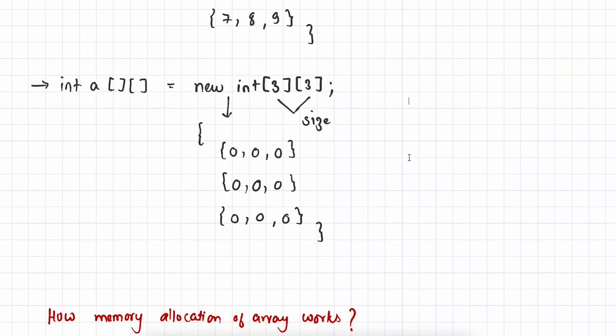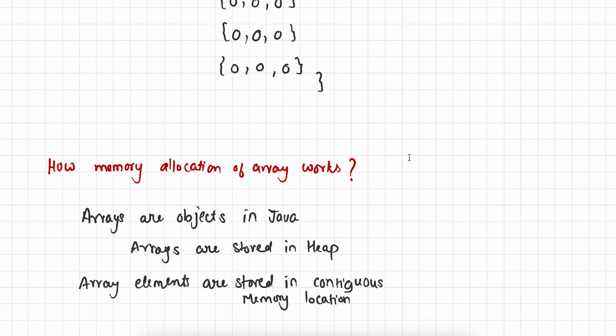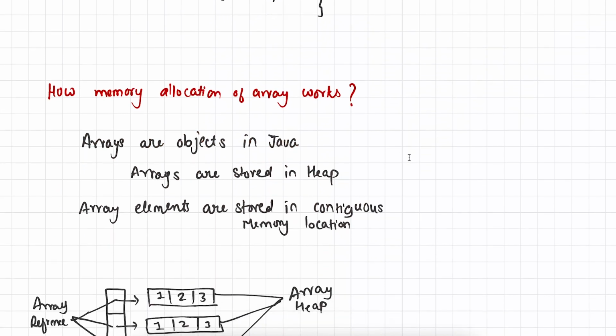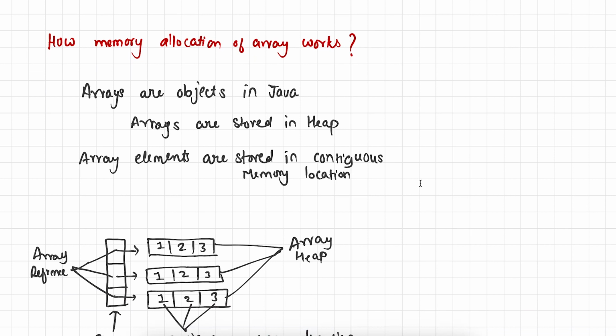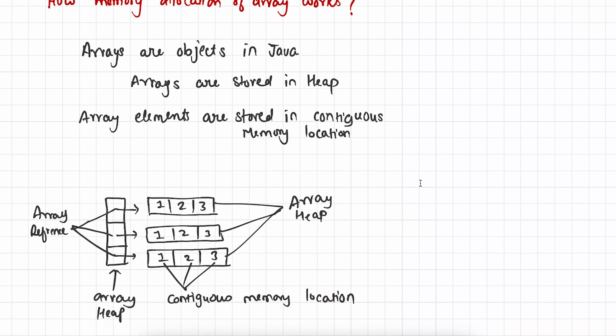Okay, now let's move on to the next section of this video, that is how memory allocation works in multidimensional arrays. So in order to understand how memory allocation works, first we have to understand 3 things. Number 1, that arrays are objects in Java and objects are stored in heap memory. Okay, and next thing is array elements are stored in contiguous memory locations. Okay, so now we understood how arrays are stored and how elements of arrays are stored. So let's move on and understand how memory allocation works in multidimensional arrays.